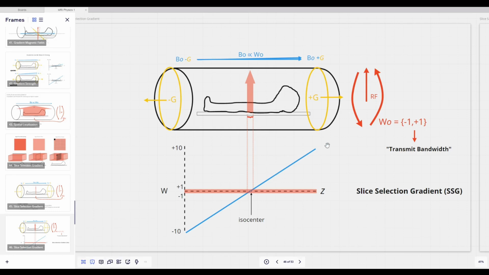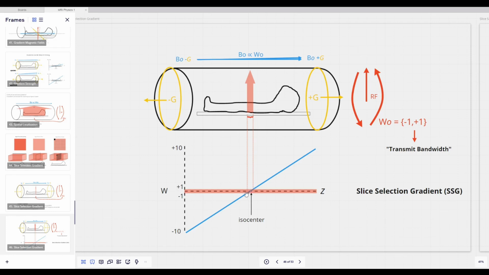We've established a gradient. We've applied our RF pulse across some range of frequencies. And by doing so, whatever range of frequencies we apply our RF pulse across is going to be the range of frequencies that we excite in the patient. And all that we're saying here is that if we say we're going to apply RF between -1 and +1, we're going to excite only the spins in this patient that are between -1 and +1. And if we graphed that, it would look like this.